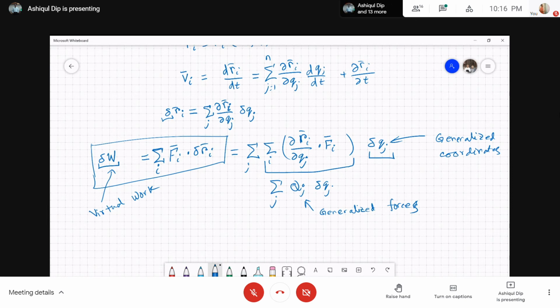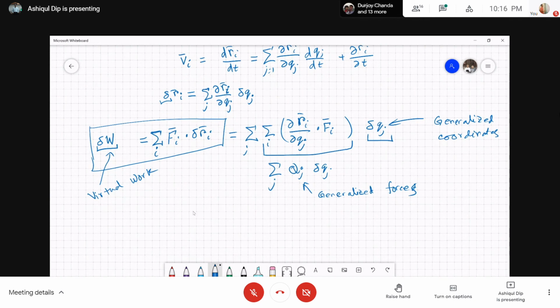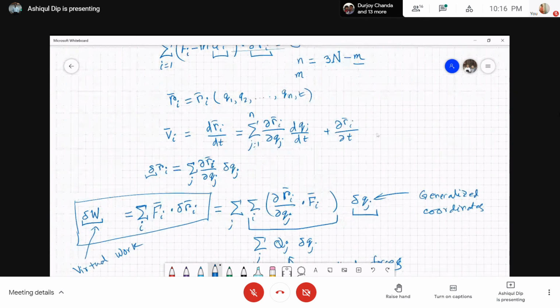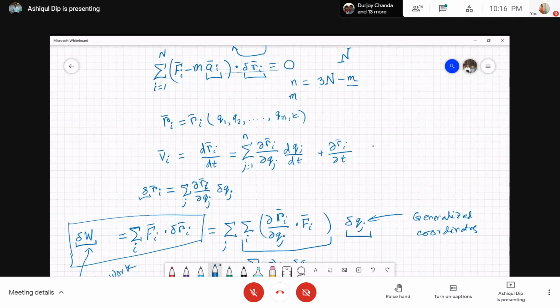Okay. So now we have dealt with one part. We had two parts, right? One is Fi dot δRi, summed over i, and then m ai dot δRi, summed over i. That part we have to deal with now.